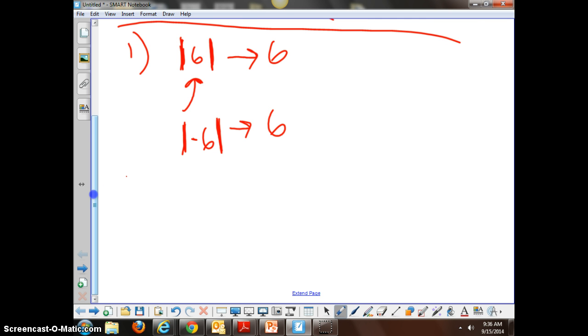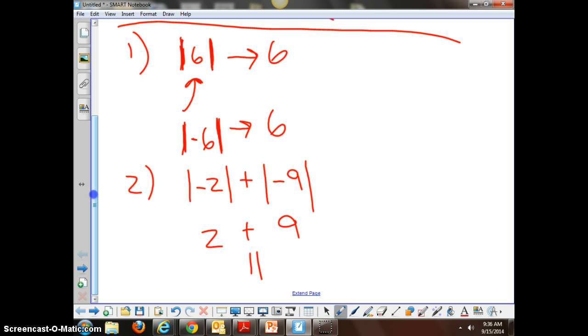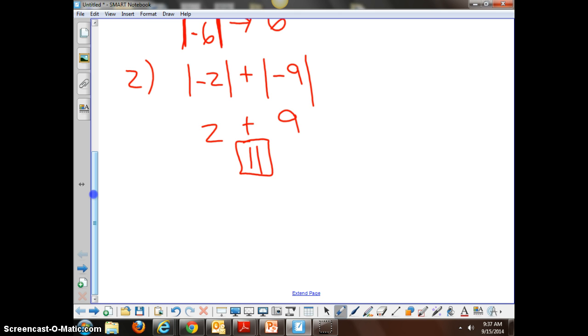It gets a little trickier when they're asking you to do math problems with absolute values, such as: what is the absolute value of -2 plus the absolute value of -9? Well, we know the absolute value of -2 is 2, so I'm going to rewrite this problem. We're going to add whatever the absolute value of -9 is, which is 9. So our new problem is 2 plus 9, and 2 plus 9 is 11. Remember, we like to work vertically, and I like to box final answers.